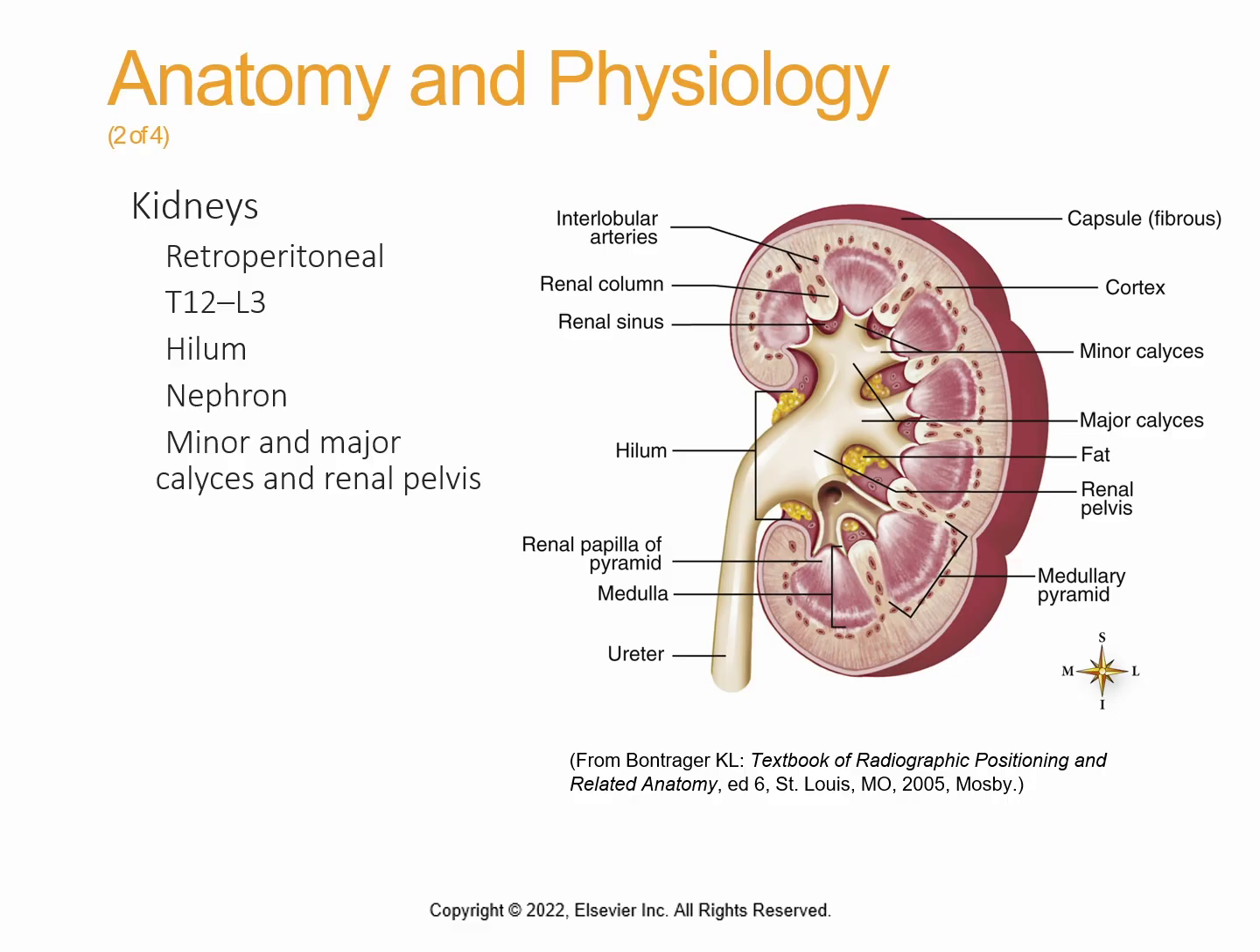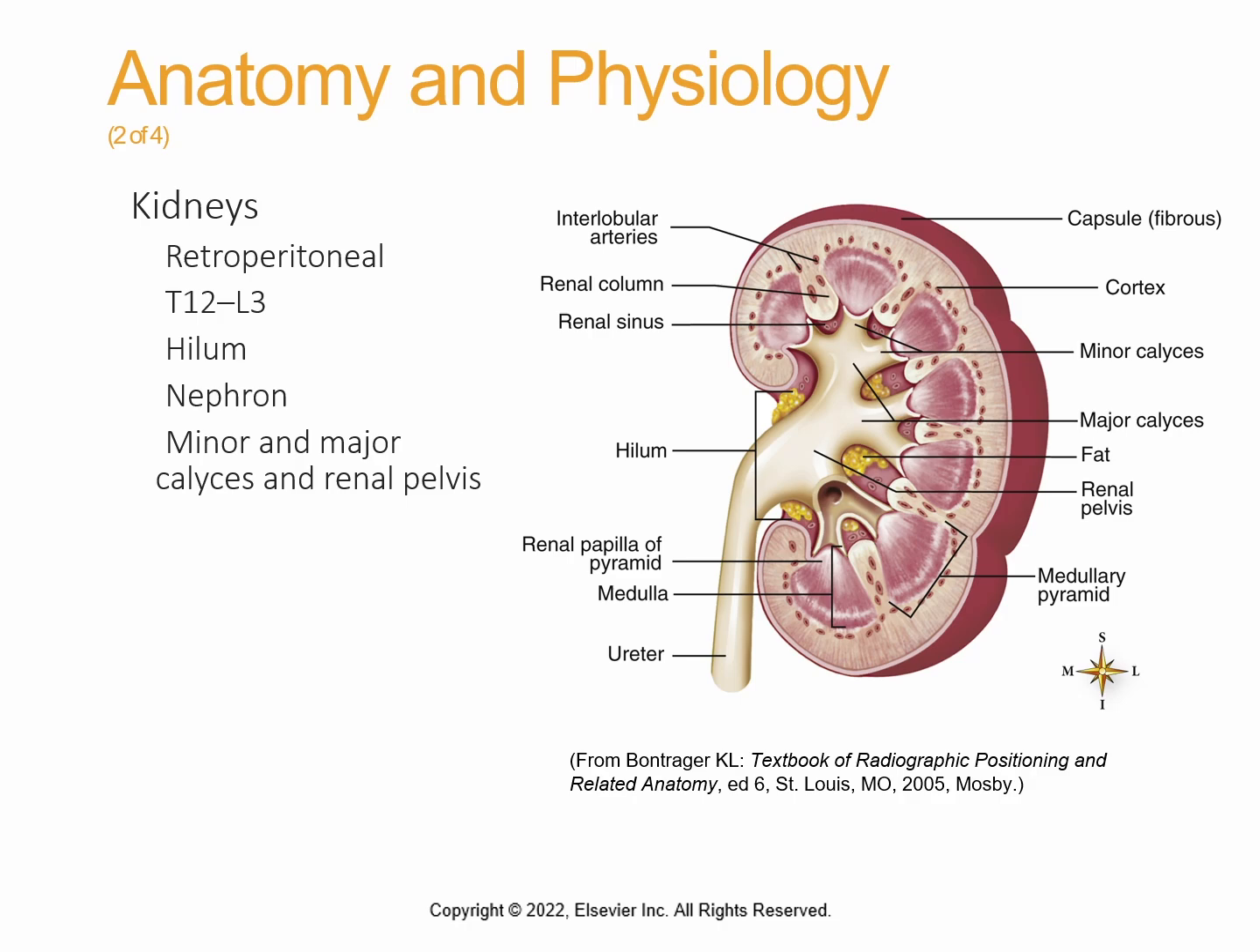The area where structures enter and leave the kidney is called the hilum. These structures include the renal artery, vein, lymphatics, and a nerve plexus. The nephron is microscopic and is the functional unit of the kidney responsible for blood filtration and formation of urine. Each kidney has approximately 1 million nephrons. The nephron also houses the glomerulus, Bowman's capsule, and numerous convoluted tubules.